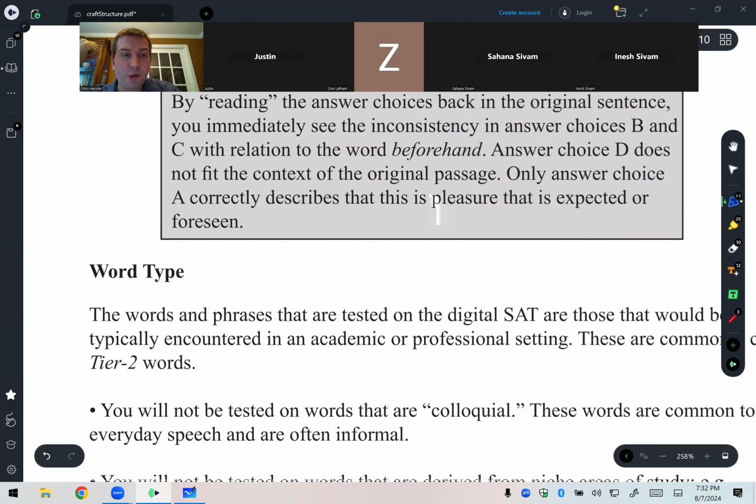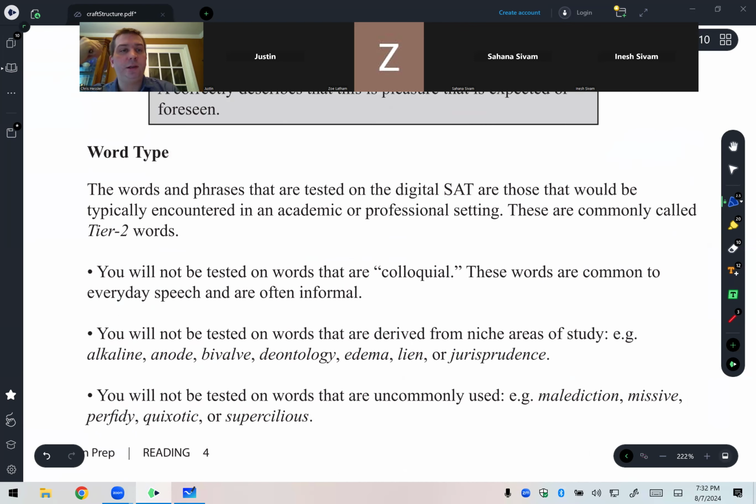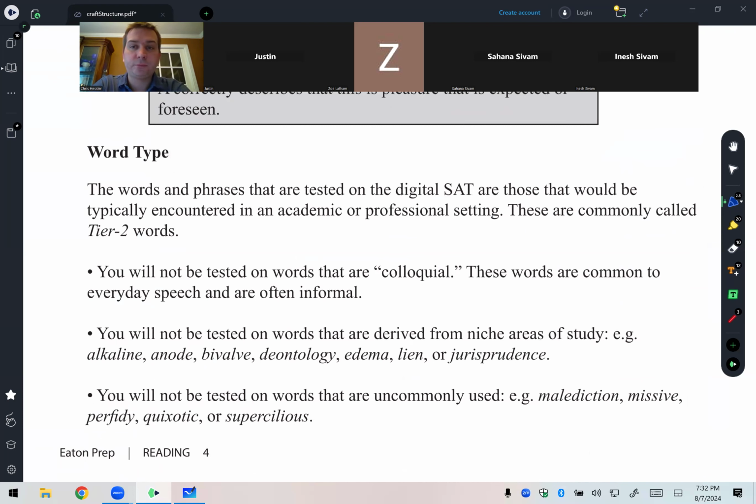On to word type. So I'm going to talk a little bit about the word difficulty level in the type of words that they will test you on for the digital SAT. So we said that they were tier 2 words, about medium level. These are words you would see in an academic setting. These are words that you would see in college or in your professional career.